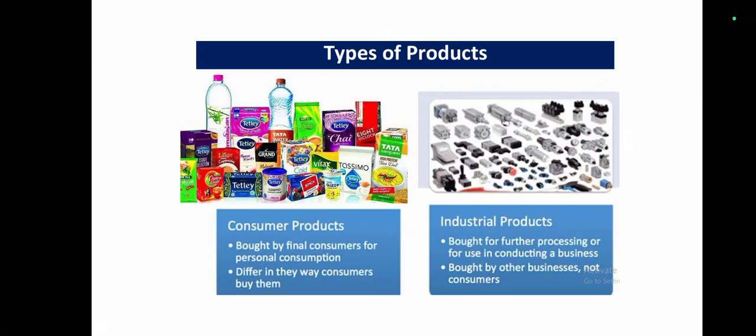Next one is industrial products. These industrial products are bought from some other people. For example, there is a mechanic shop. My bike got troubled and I went to him. He purchased something from some other shop. He purchased some product that is used on my bike, then it is called an industrial product.